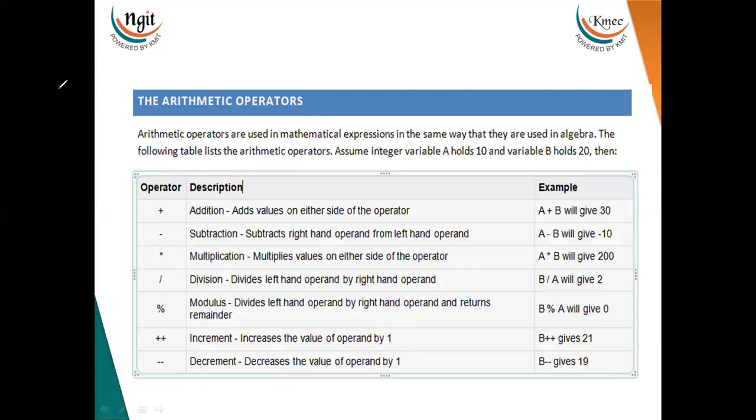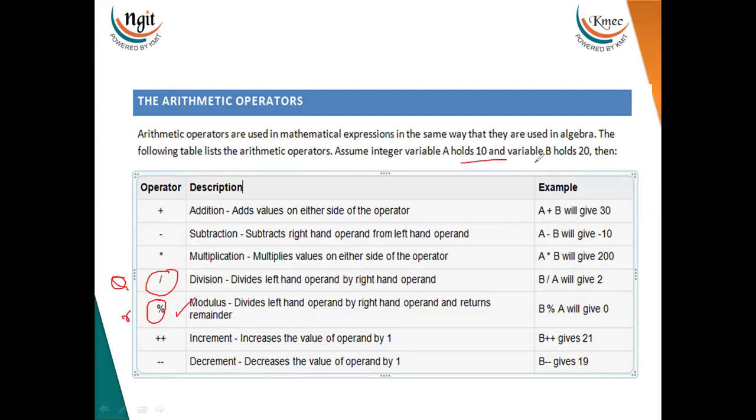As we know, the arithmetic operators are used to perform mathematical calculations like addition, subtraction, multiplication, division, modulo, and increment and decrement operations. The division operator always returns the quotient. The modulo operator returns the remainder, so it is also called the remainder operator.